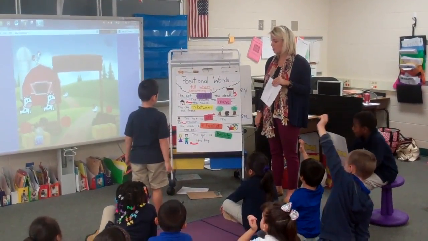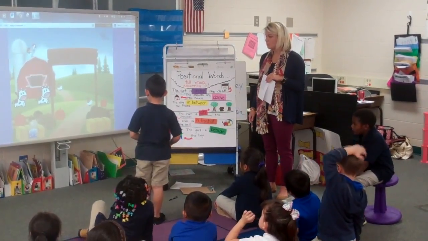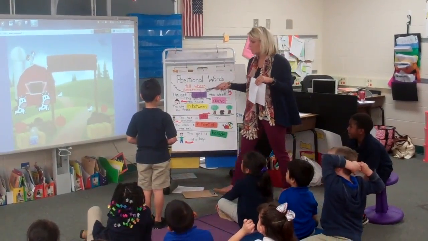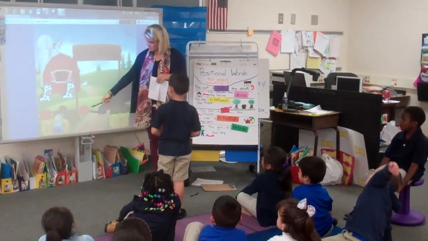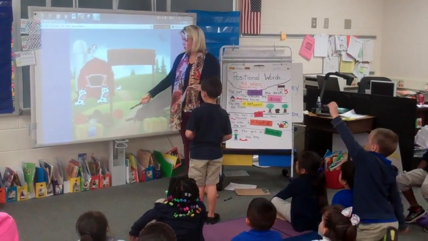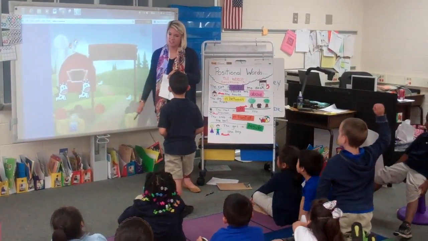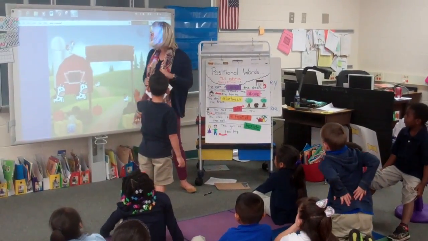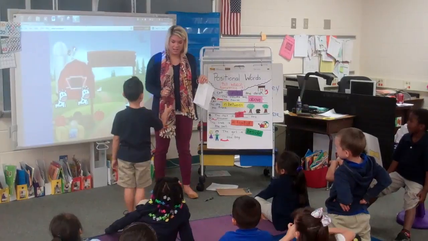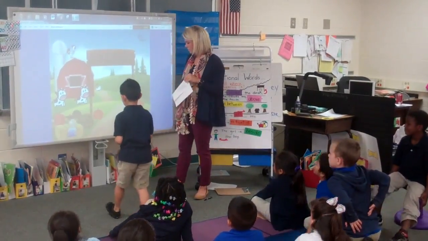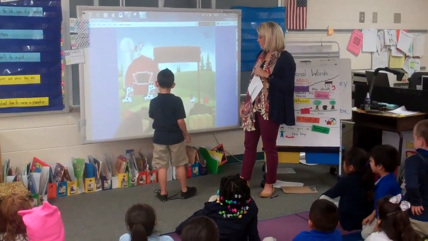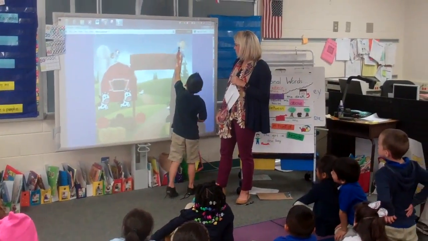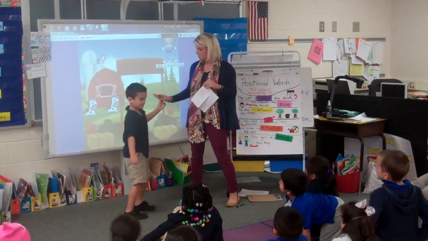Where else could you put her? We already put her on a hay bale. What else is on here? What's this? Pumpkin. A pumpkin. You could put her on a cow. That'd be kind of silly, though, right? You could put her on the bird. Okay. Yeah, you could. Put her up there next to the bird. She'd be flying. You want to do it? Okay. Put her up there. Thank you. It's too high.